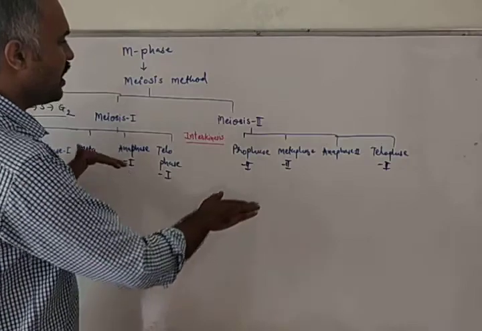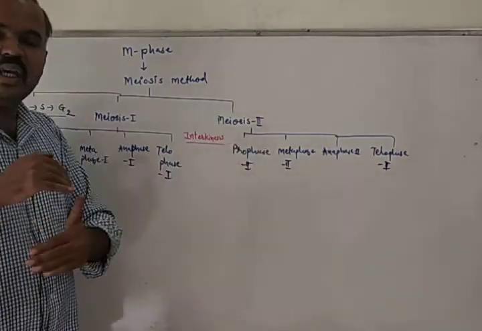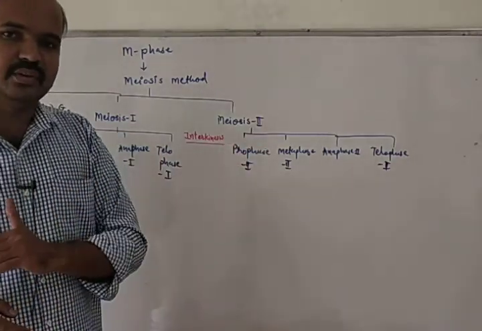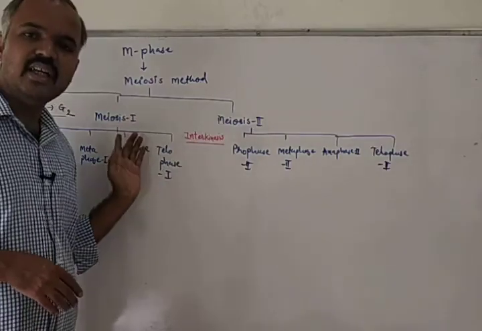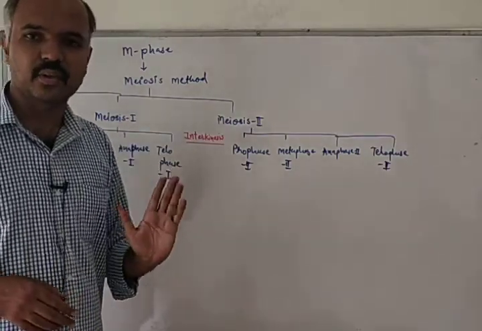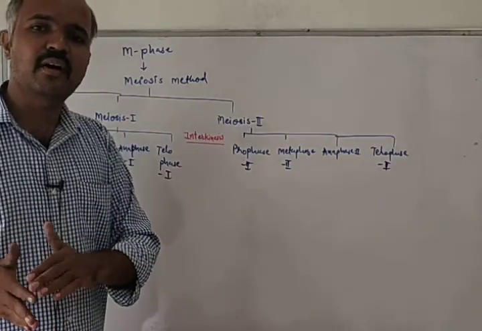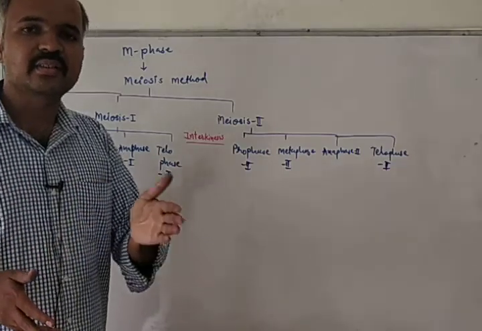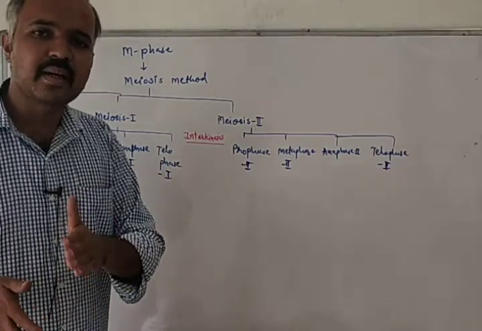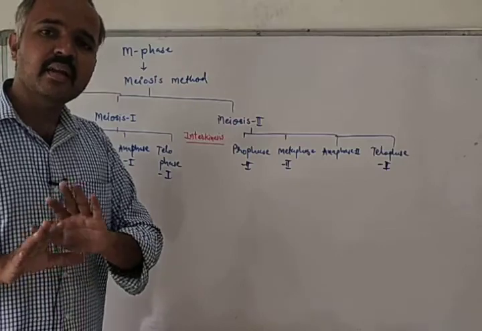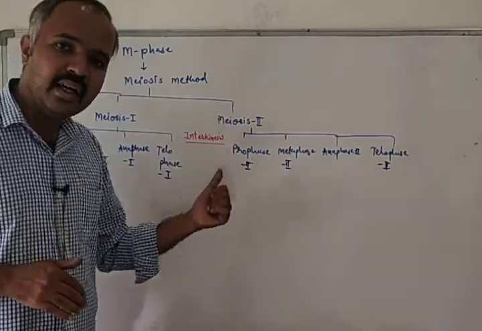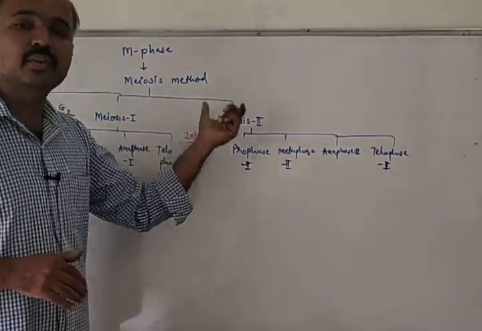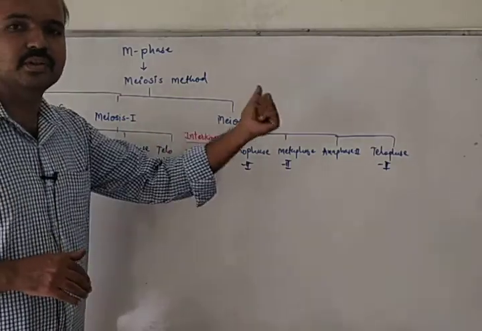So in this manner, meiosis is comparatively more complex than mitosis. These two rounds are not there in mitosis. Mitosis has only one round of M phase: prophase, metaphase, anaphase, telophase. Then the M phase is over. But here the M phase involves two steps, meiosis 1 and meiosis 2.